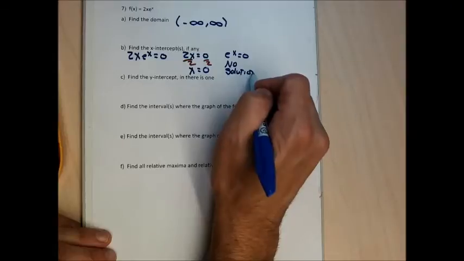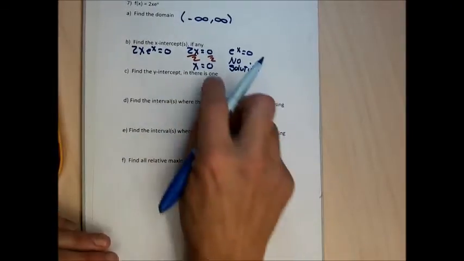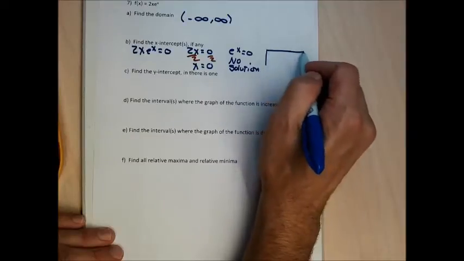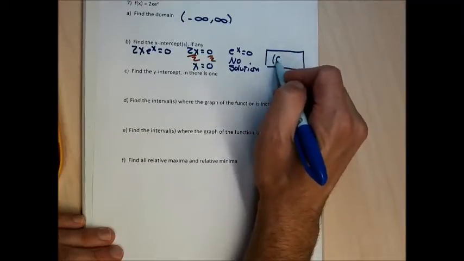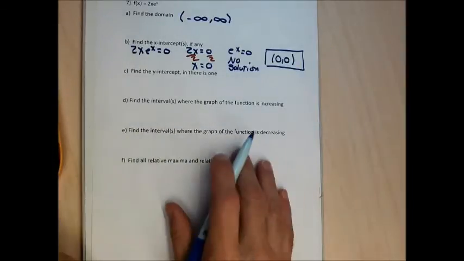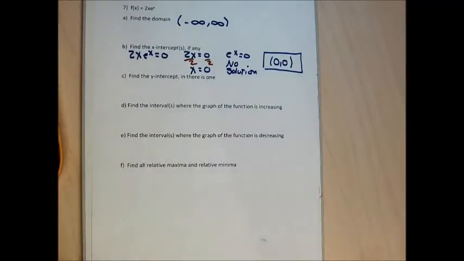And the e to the x can't be 0. So I have the x-coordinate of my x-intercept, which is x equal to 0, and the y-coordinate of every x-intercept is 0. In a minute, I'm going to plot that on the graph, but let me get C done before I flip onto a new sheet of paper.